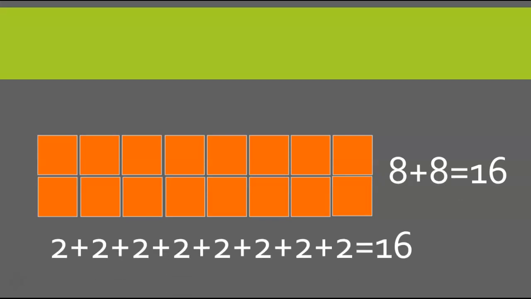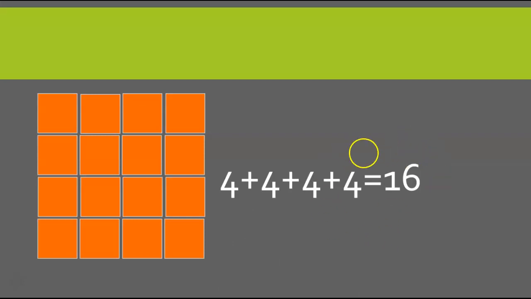Okay, so you should have your 16 tiles into an array. My array looks something like this. I have 2 rows of 8. So what would my repeated addition be? I could have 8 plus 8 equals 16. Or I could have 2 plus 2 plus 2 plus 2 plus 2 plus 2 plus 2 plus 2 equals 16. Now, you may have done an array differently.